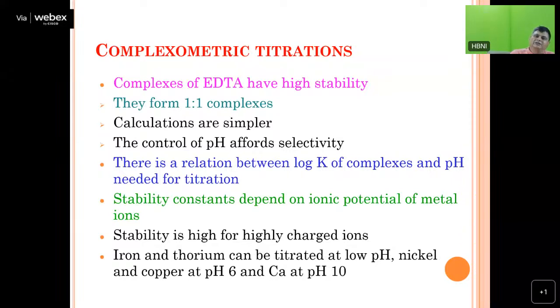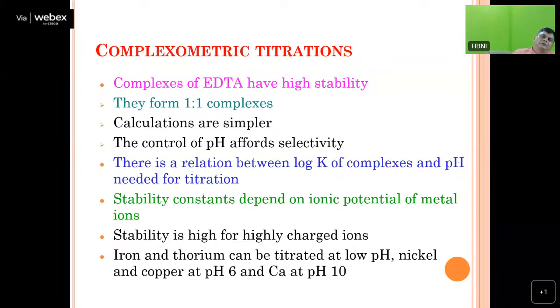There is a relation between the log K of a complex, that is the stability constant of that particular complex, and the pH needed for the titration. The stability constant depends on the ionic potential of the metal ion, and stability is high for highly charged ions, as usual. For example, iron and thorium can be titrated at low pH, whereas nickel and copper at pH 6. Of course, you will come to know these when you do the determinations practically.